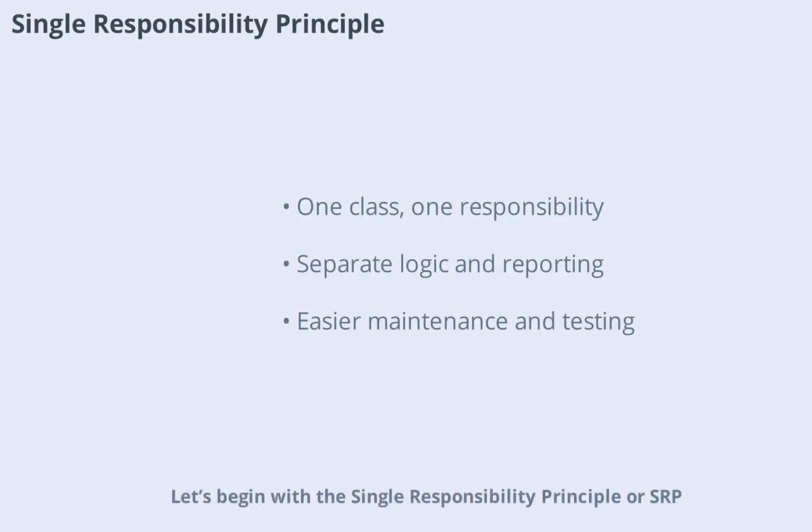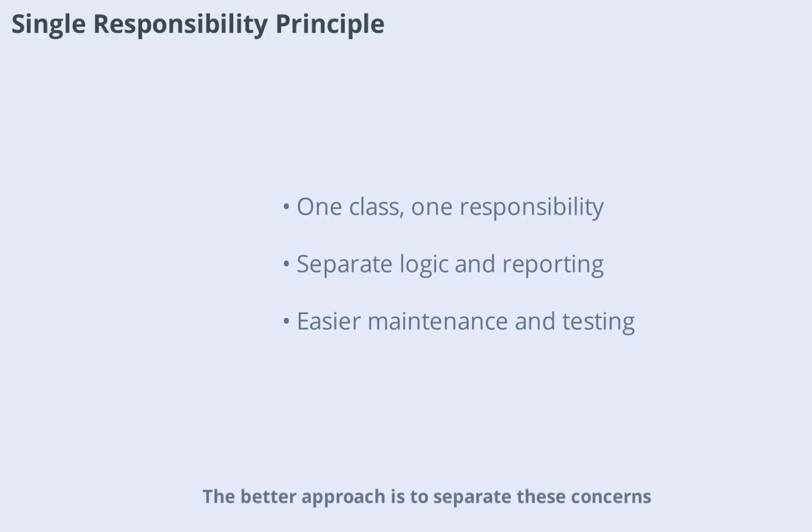Let's begin with the single responsibility principle, or SRP. This principle states that a class should have only one reason to change, meaning it should handle just one responsibility. For example, imagine a bank account class that manages deposits and withdrawals but also generates account statements. This mixes two responsibilities, account management and reporting, making the code harder to maintain.